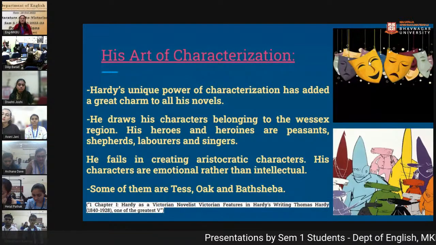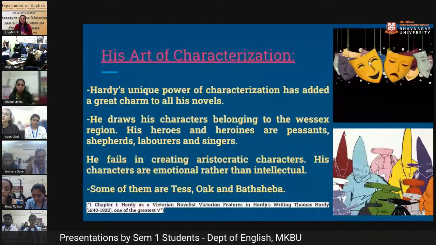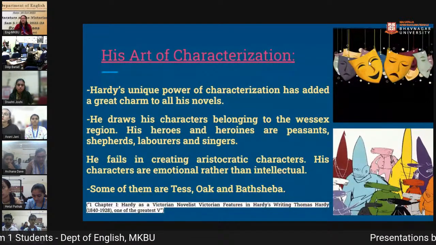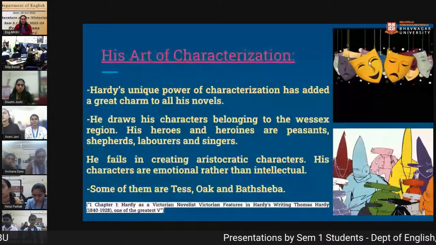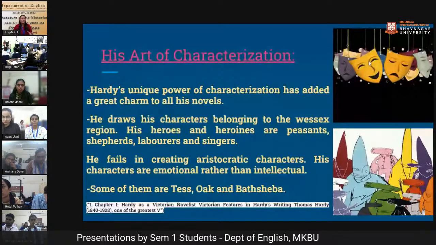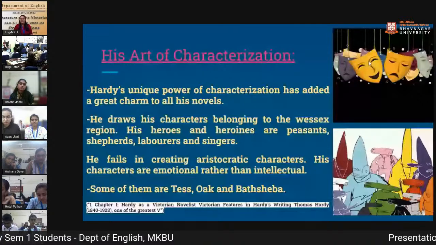We also include the character of Jude. From Jude the Obscure, we say that his character is very emotional, and that kind of character he portrayed in his novels. His art of characterization we can see in all his novels.